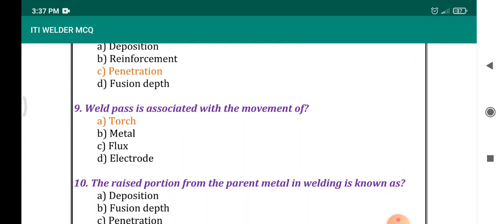Weld pass is associated with the movement of. Actually, it is the movement of the torch along the joint.